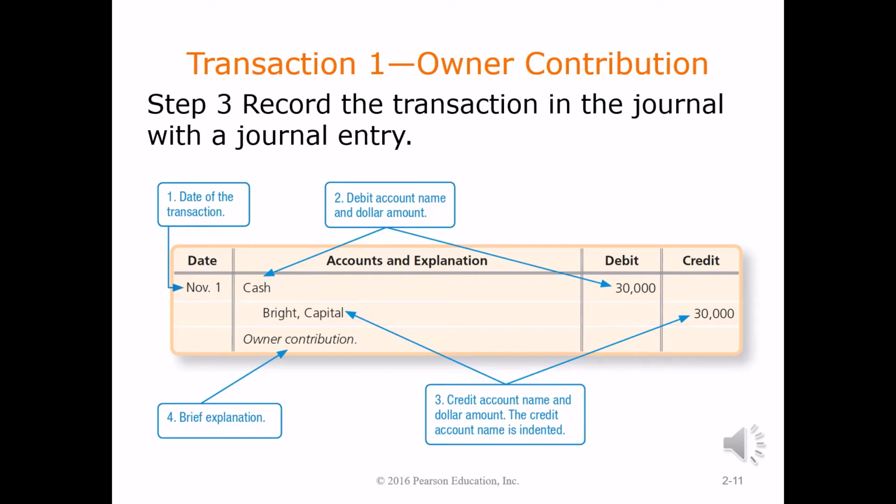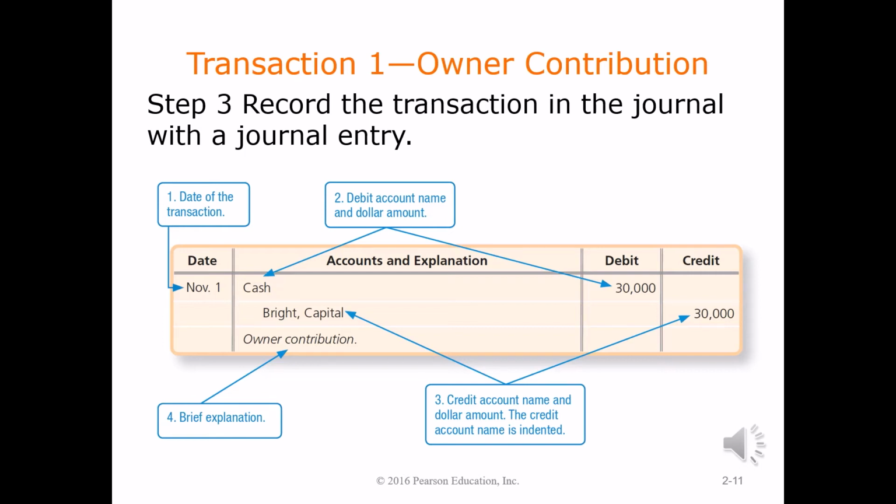Number 3, we're going to write the credit portion of our journal entry. Notice, please, that the credit account is indented. So right underneath cash, notice that Bright Capital is not lined up with cash. We always indent our credit account. It helps us to see when we're looking at the entire journal. It helps us to really identify where the journal entries are. And then we also enter that $30,000 into the credit column in order to increase our capital account.